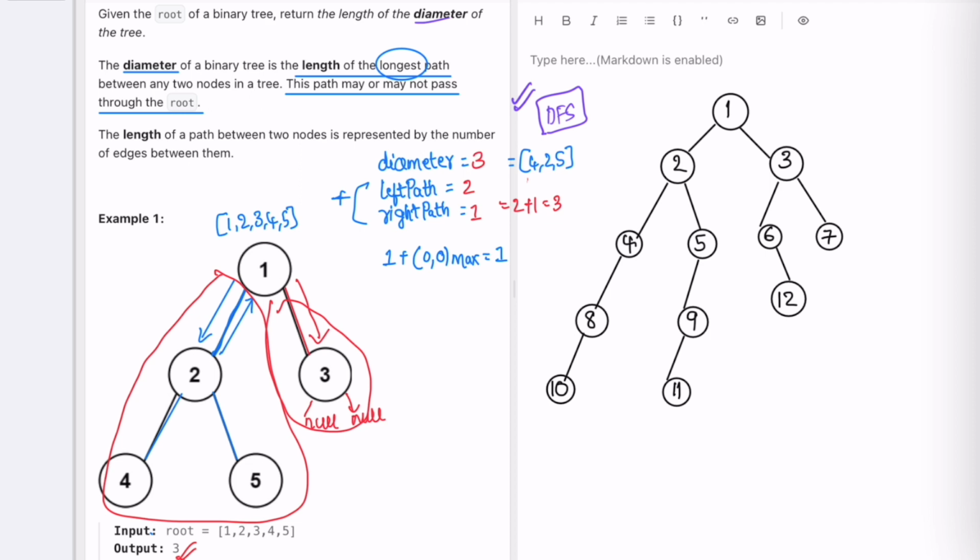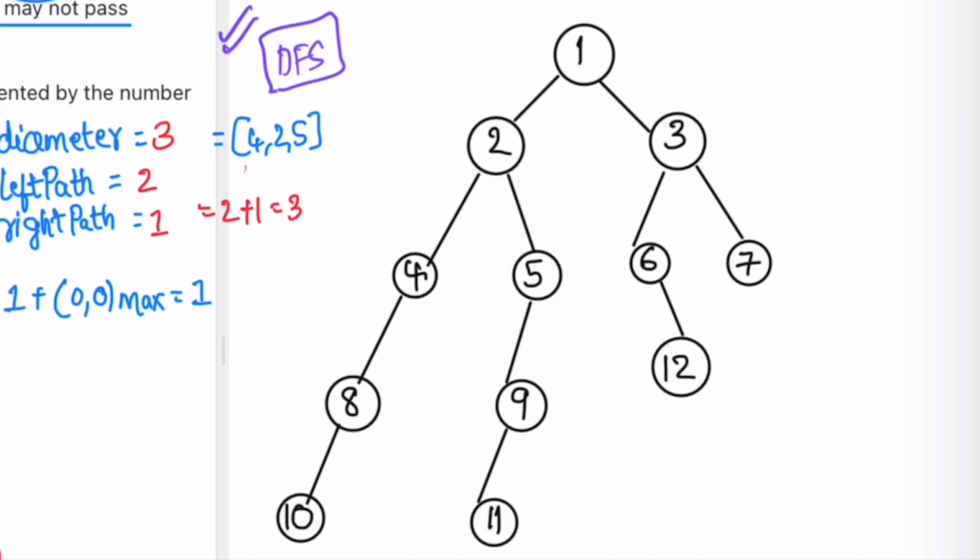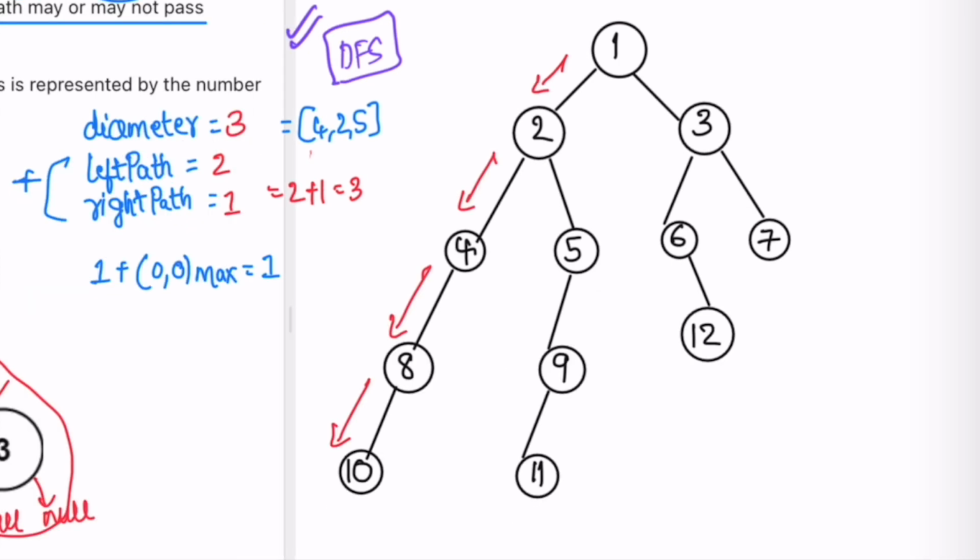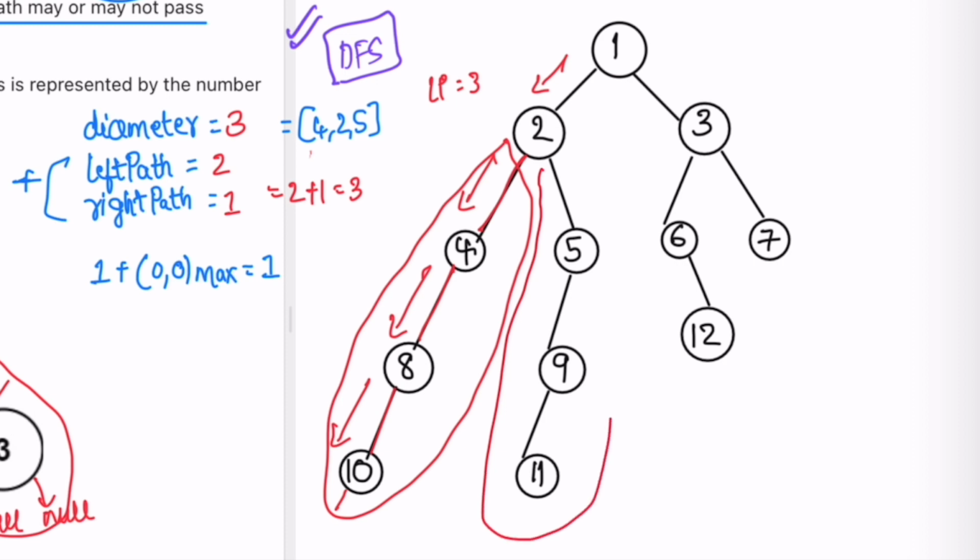Now let's try to form the path for here. Now in this example, let's quickly draw the path. You keep exploring the left child and you reach the leaf node. So you have one path here, you have one path here, you have one path here. So for this node, the left path is equal to 3. And for this node, the right path is equal to 3. So diameter is equal to 3 plus 3 is equal to 6.